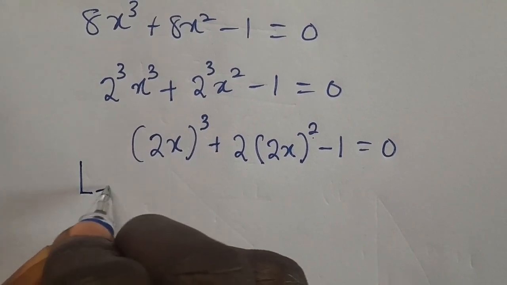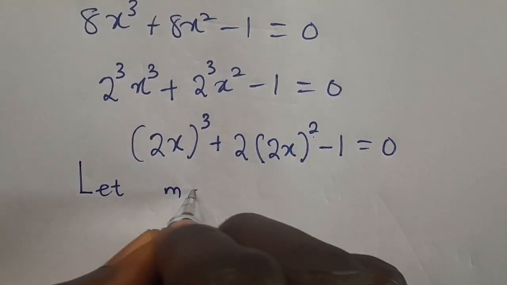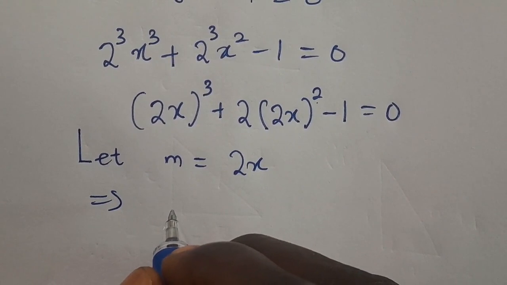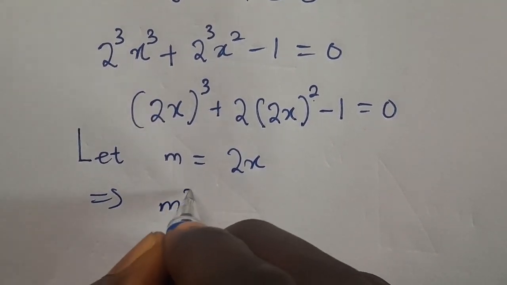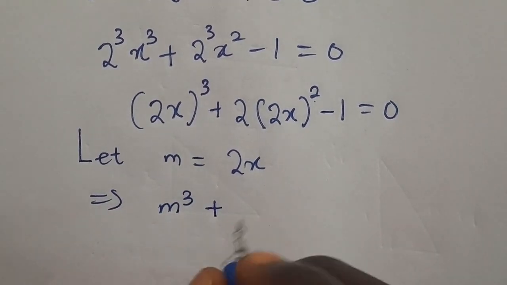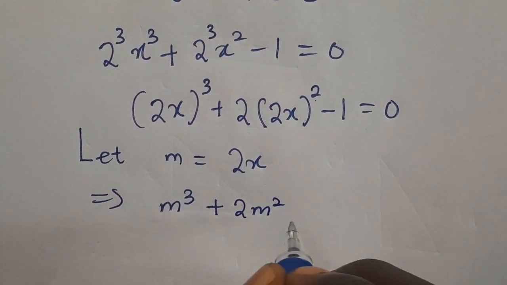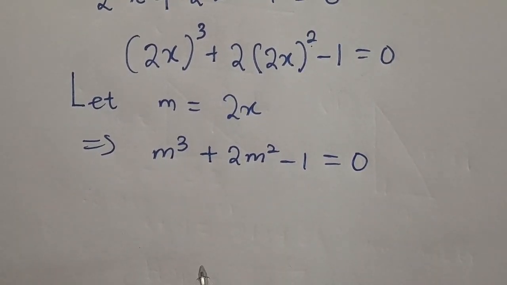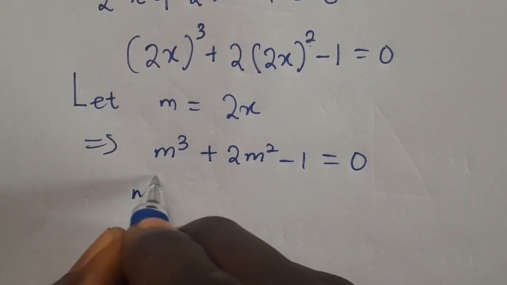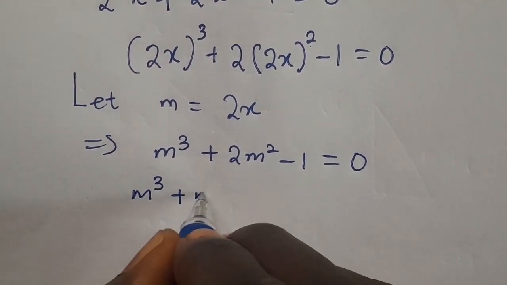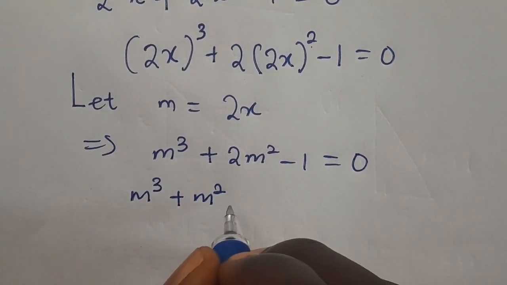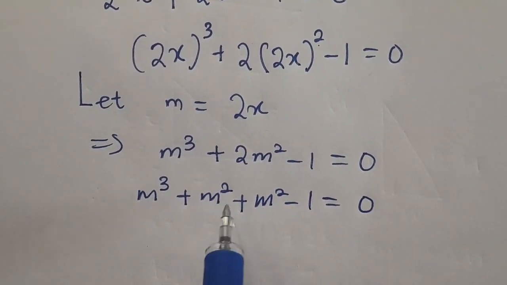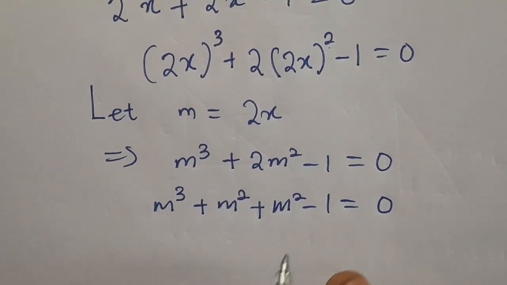We can say let m equal 2x. And so this implies that we have m to the power of 3 plus 2m squared minus 1 equals 0. So from here we have m to the power of 3 plus m squared plus m squared minus 1 equals 0, because m squared plus m squared will give you 2m squared.